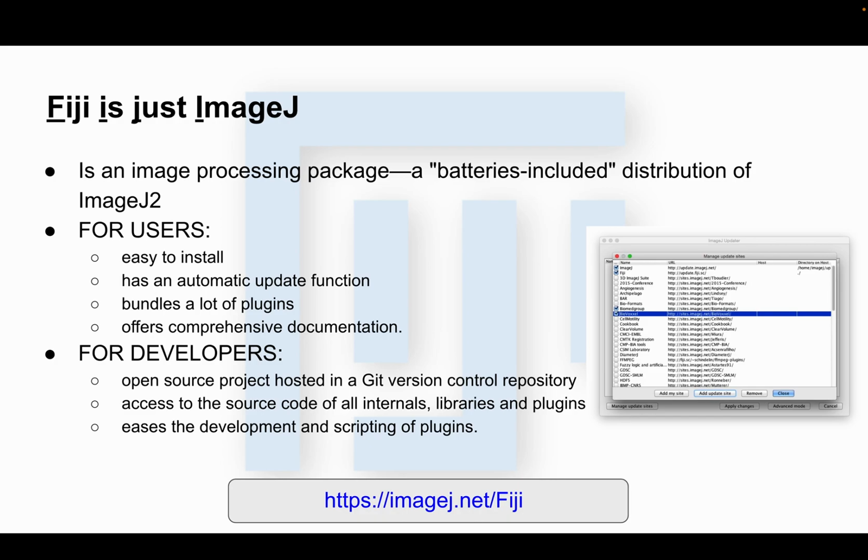Fiji is just ImageJ. That's what it stands for. F-I-J-I. Fiji is just ImageJ. But really, it's a collection of image analysis tools and plugins that was made specifically for life scientists. Everything we discuss in this workshop is again in the context of this distribution of ImageJ. Now, why do we recommend using Fiji for users? Well, one, it's easy to install and update. It bundles a ton of plugins and tools as well, and there's a ton of documentation that's freely available.